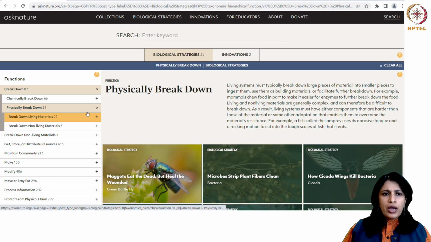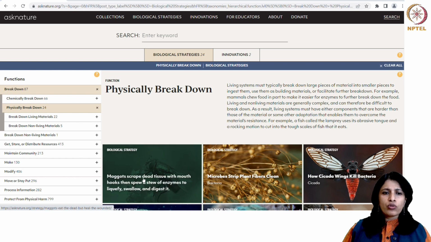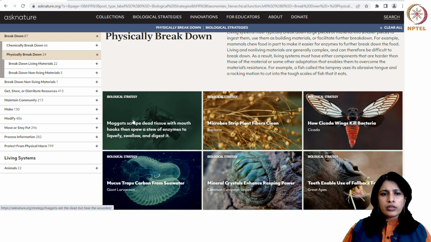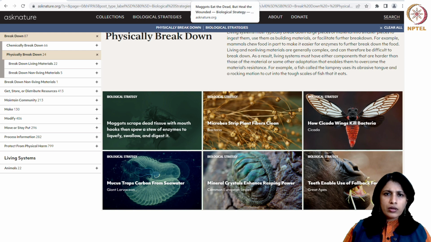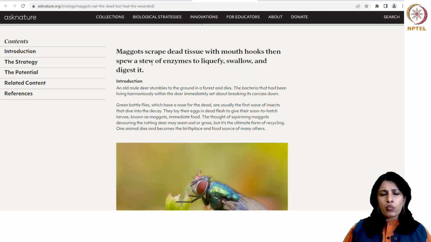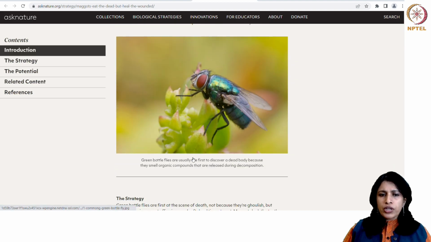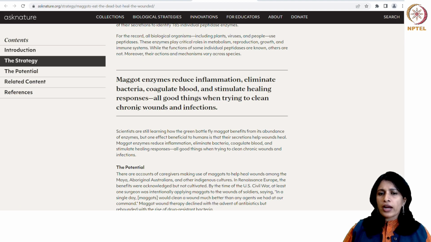physically breaking down. And in physically breaking down, you have 22 organisms that are physically breaking down living materials. You could click on any one of them. You have 24 organisms. You click on one, maggots, let's say. Again, you will find the basic function that they perform, scraping dead tissue. How do they do it? How do they actually do it?